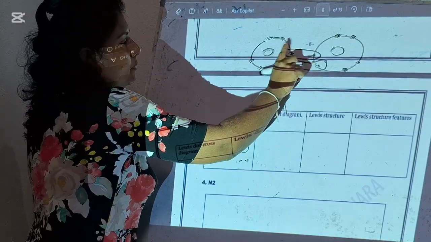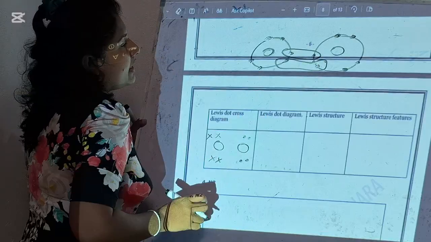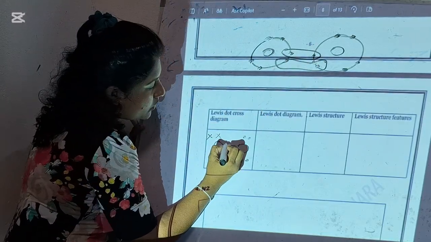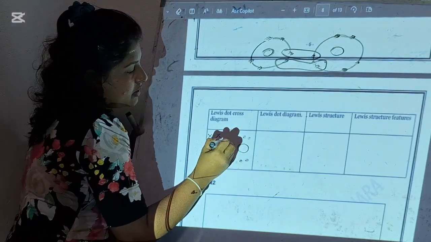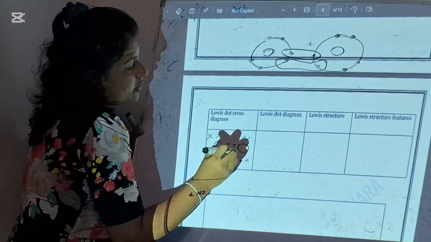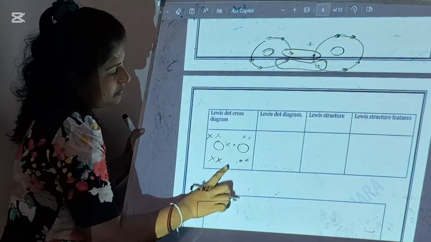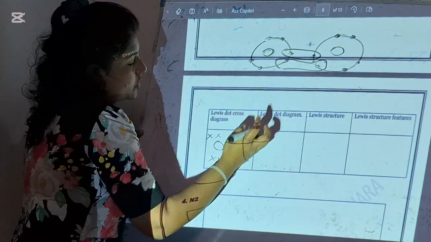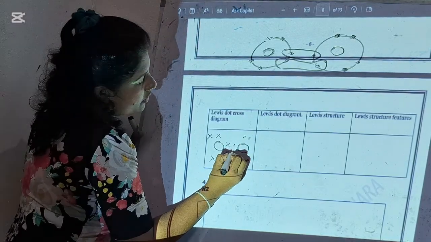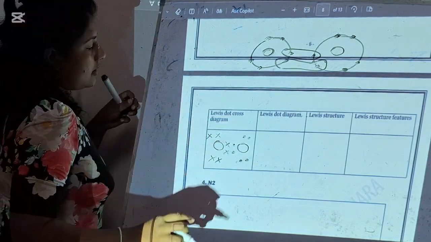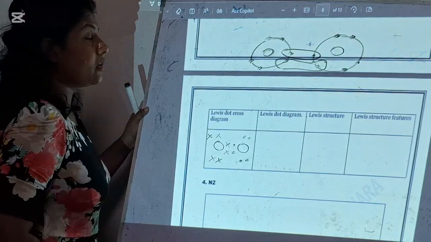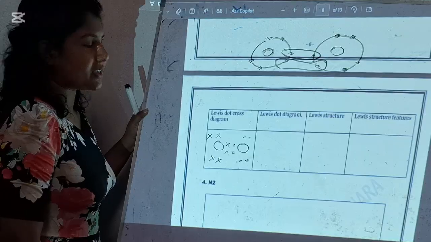Look at the in between part. Here there is one bond. This one contributing cross. This one contributing dot. May I cross again? May I dot again? Cross dot. This one also draw cross dot. So how to draw it? This is the way of drawing the Lewis dot cross diagram for the oxygen.